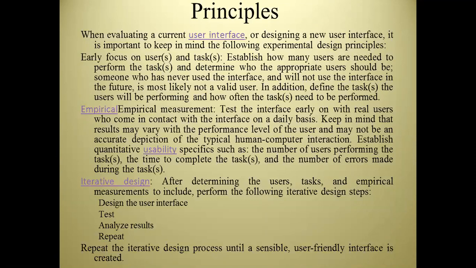Iterative design. After determining the user's task and the empirical measurements to include, perform the following iterative design steps. For example: first, design the user interface; second, test; third, analyze results; fourth, repeat. Repeat the iterative design process until a sensible, user-friendly interface is created.